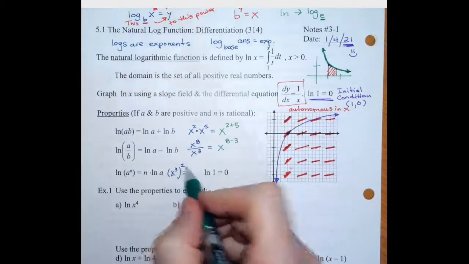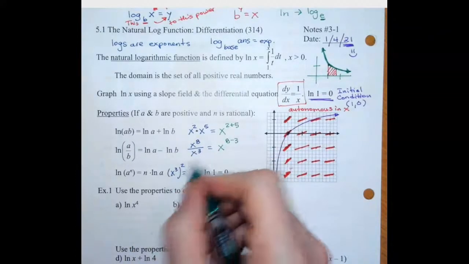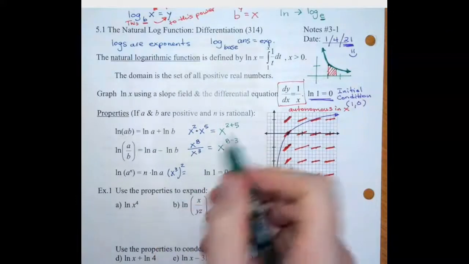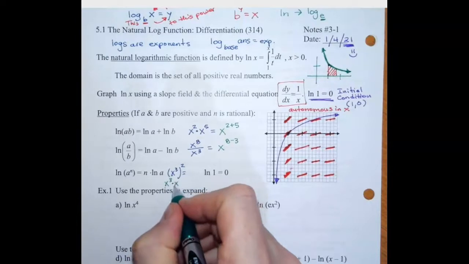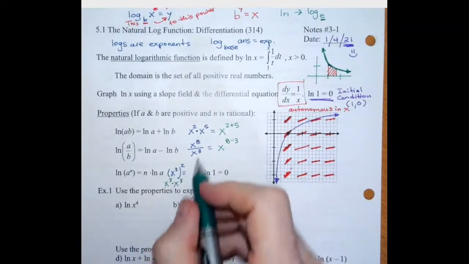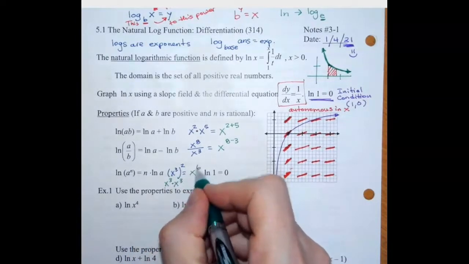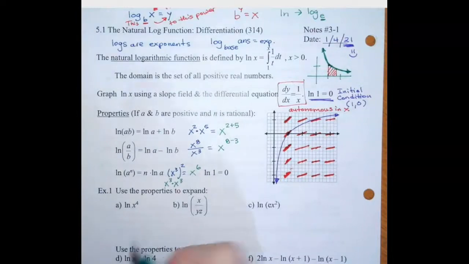And here, when you have a power to a power, you multiply. Now again, you shouldn't have to worry about am I adding or multiplying. If you think about what this means, it means x cubed times x cubed. And then we would be adding those together. So that would be x to the 6th. Okay.